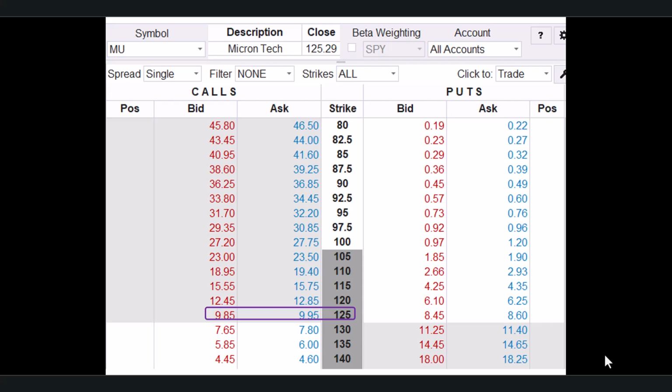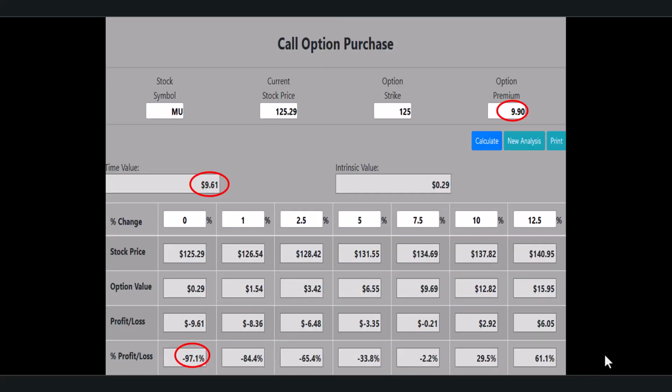Let's take a look at the profit potential for purchasing the 125 strike call, which is the closest strike to the current price of the stock. The bid-ask spread for the 125 call is 985 to 995. We tried to enter at the midpoint, so we'll use 990 as the buy price. Our call option calculator shows the profit potential for this call based on MU price changes at option expiration from flat to a 12.5% increase in price.